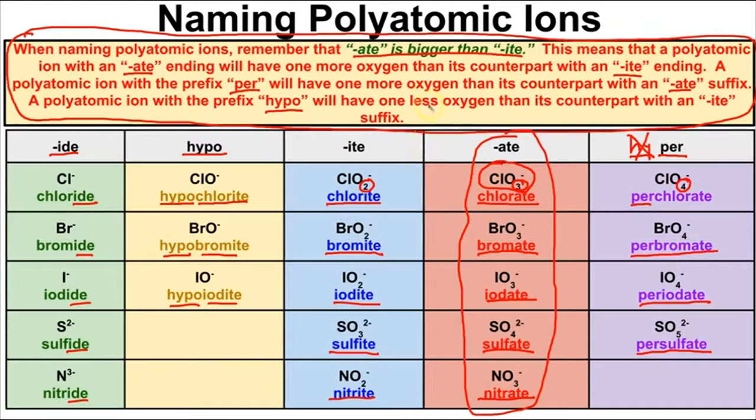All right, so I hope some of these rules, like ate is bigger than ite, make sense now. I hope you understand the concept that per is a prefix that means it's going to have 1 extra oxygen compared to the polyatomic ion counterpart that ends in ate. And I hope you understand that hypo means under. So if you have a polyatomic ion that starts with hypo, it's going to have 1 less oxygen than its polyatomic ion counterpart that ends in ite. All right, so this should help you out tremendously when you're memorizing these polyatomic ions. And so now that you have them memorized, you should be able to write the chemical formulas for ternary compounds, or compounds that contain polyatomic ions.